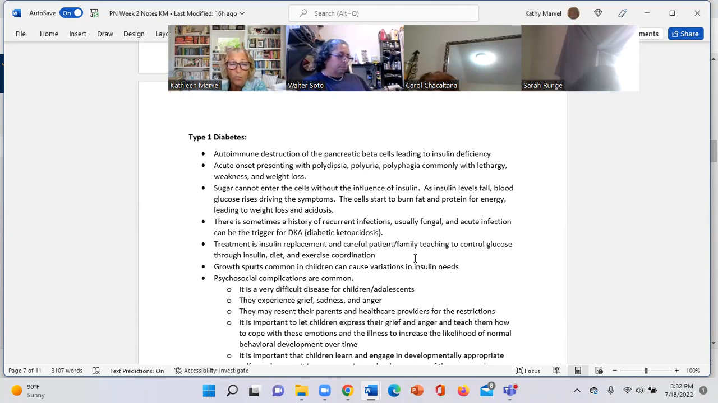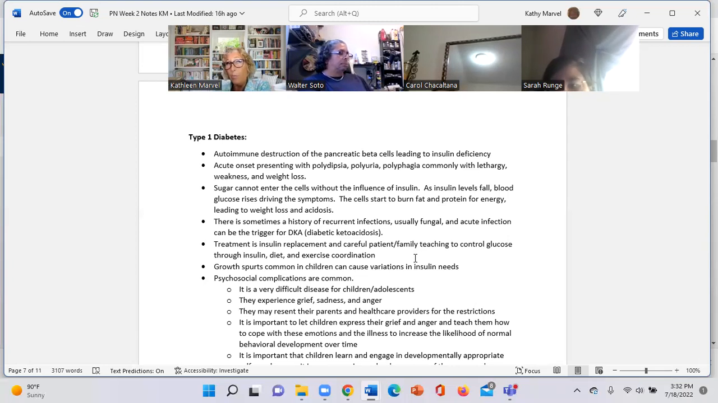These first few bullets tell you what type 1 diabetes is. Have you studied diabetes in your other classes? It's the one that you're born with. It's when your body doesn't produce enough insulin. So they have to have insulin around the clock. Type 1 diabetes is insulin dependent.